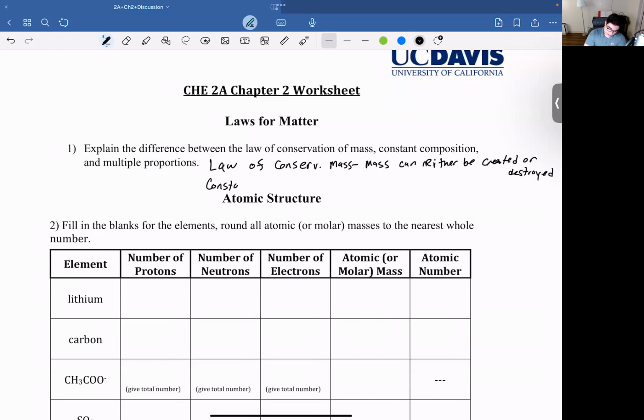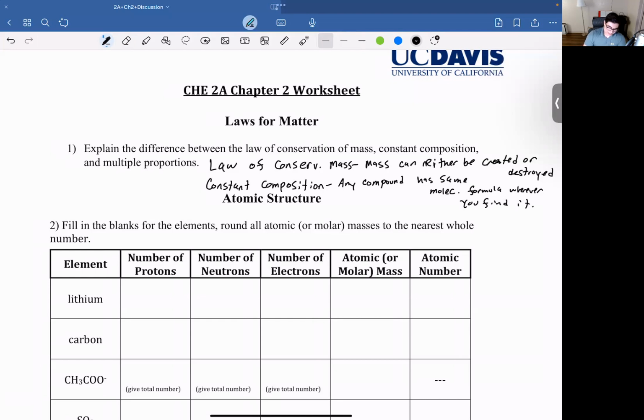Constant composition is just referring to the constant composition of any molecule, meaning that if you find water in your house versus finding water at the creek, it's still made up of the same things, the same atoms. So the same compound, any compound, has the same formula. I'm going to make this very specific: the same molecular formula wherever you find it.